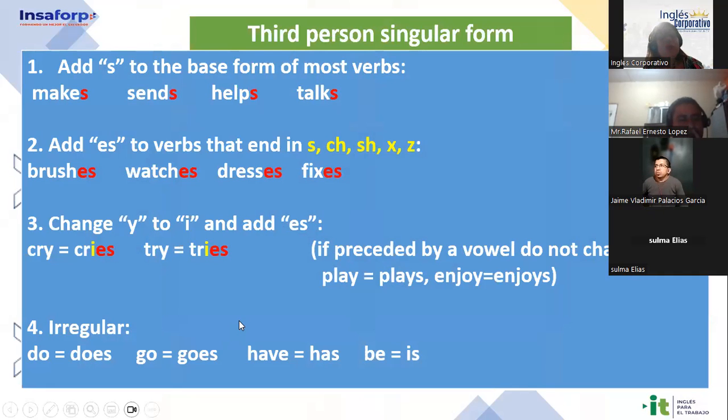Okay, besides, when we started the simple present, we studied the rules for how to convert verbs to the third person singular form. We have four rules. Rule number one, add S to the base form of most verbs, like make, send, help, talk. You say makes, sends, helps, talks. Rule number two, add ES to verbs that end in S, CH, SH, X, or Z, like brush, watch, dress, fix. You say brushes, watches, dresses, fixes.